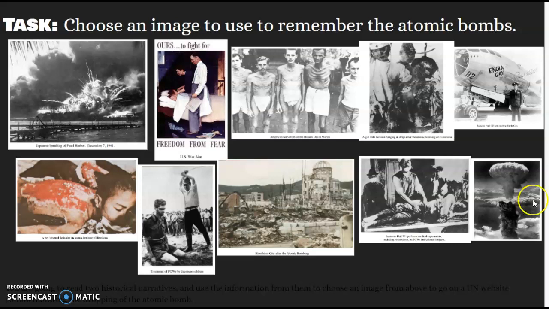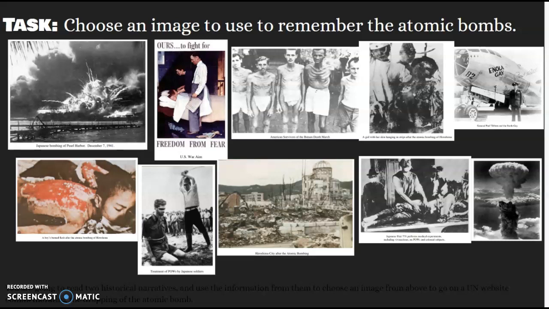The second picture here is an American propaganda poster of two parents tucking their kids in, and it says, "Ours to fight for, freedom from fear." And basically, this is kind of showing that the reasoning behind the atomic bomb was to protect American lives, to protect the children. So that's the idea behind that poster.